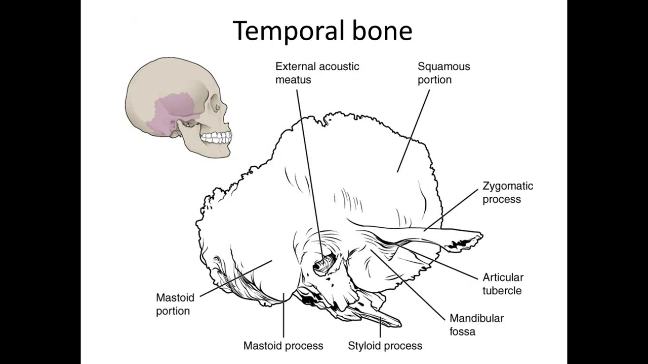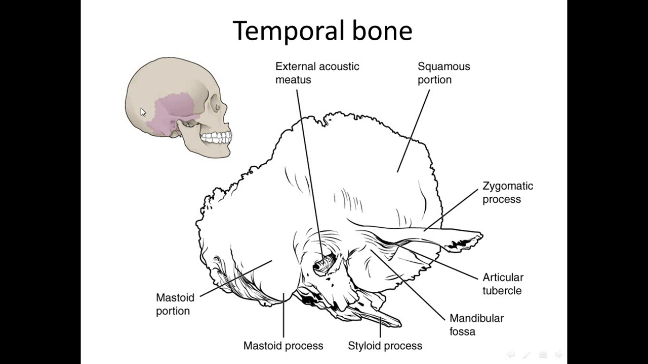This is an isolated temporal bone to show some specific characters and structures of this bone. So this flat portion is called the squamous portion of temporal bone. This process is the mastoid process, and this portion is the mastoid portion. This process is the styloid process, and this is the zygomatic process, which will be in connection with the zygomatic arch and zygomatic bone. This is the external acoustic meatus or external auditory canal, and this is mandibular fossa, which is a flat depression on either side of our skull that we can feel.